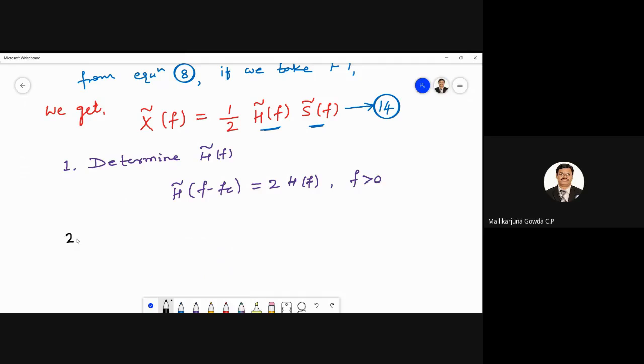Okay, so first thing is that, then after determining H tilde of f, I said we need to evaluate this complex envelope, right? So how do I do that? The second step is evaluate the complex envelope.